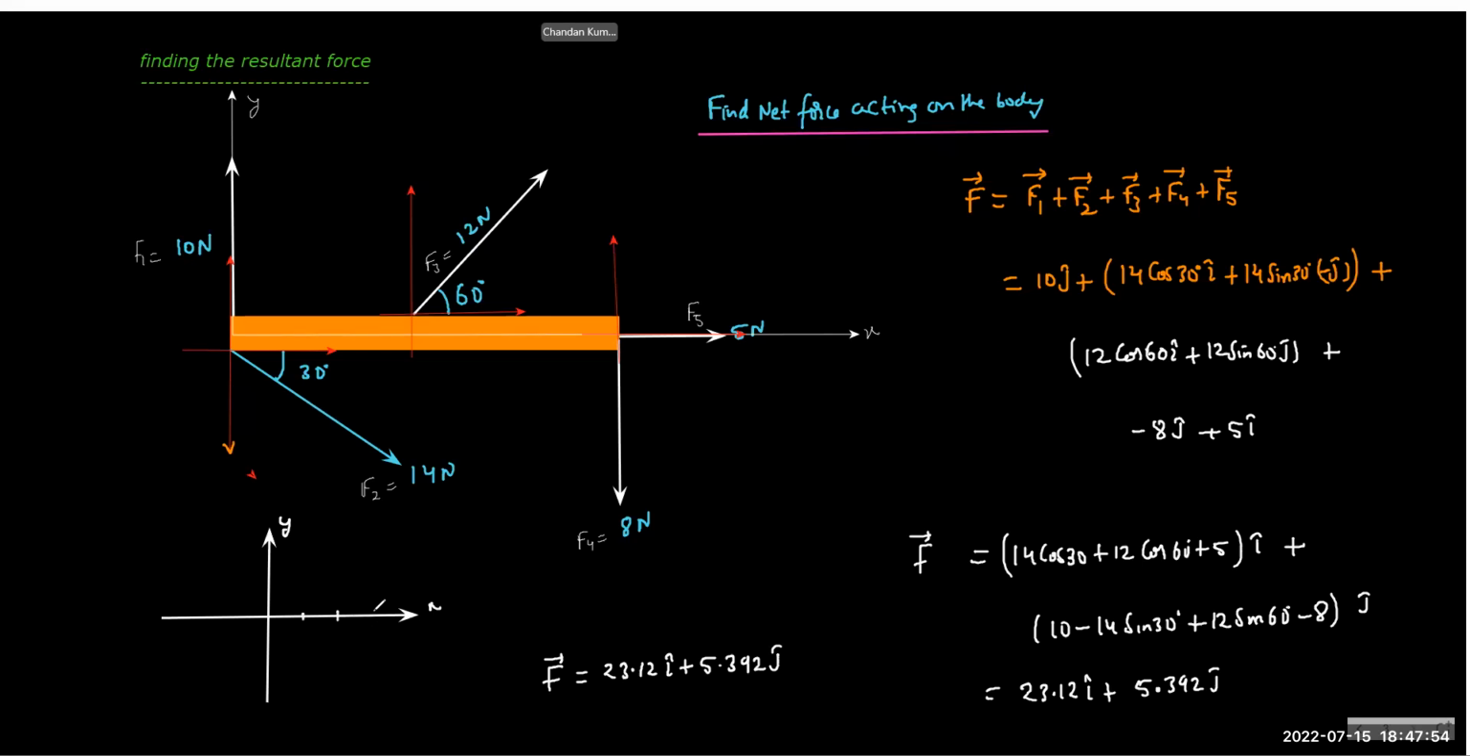So let me draw a more accurate one. 23.12 divided by 5.392 is 4.2. It's slightly more than 4. That's correct.